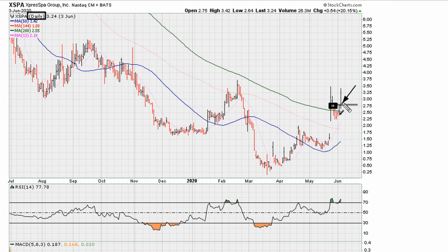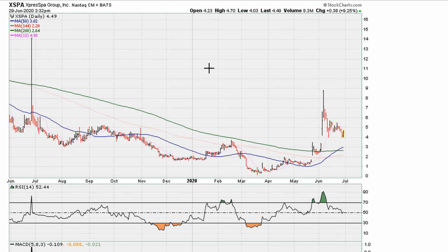So as of this day, this was a buying opportunity, as of June 3rd. And what I'm going to do now is show you the current price action as of June 29th. So this is the breakout we were talking about, and you can see the stock broke out from under 2, and within a couple of days, 3 or 4 days later, had gone as high as 9. So from under 3 to 9 in about 3 to 4 days.